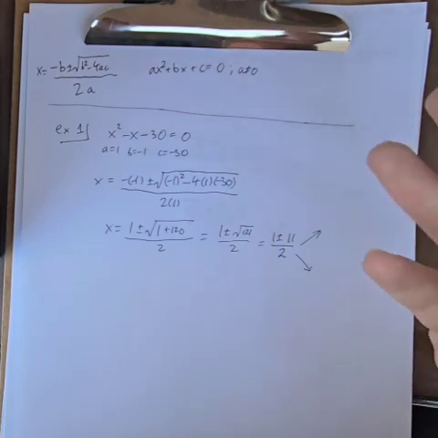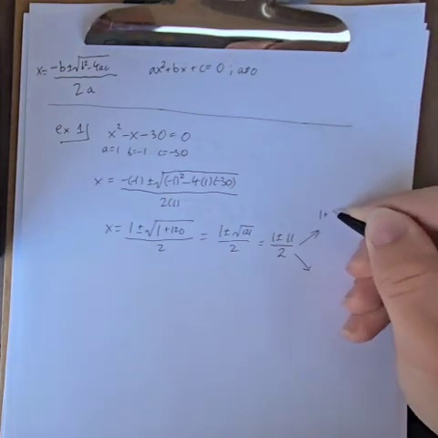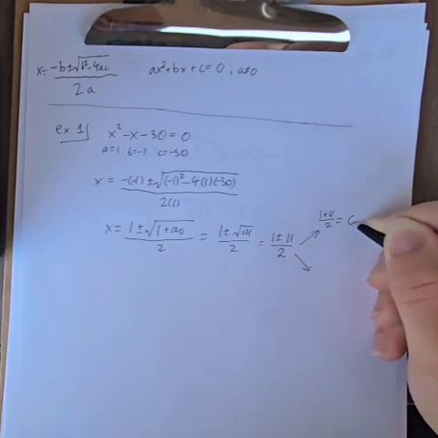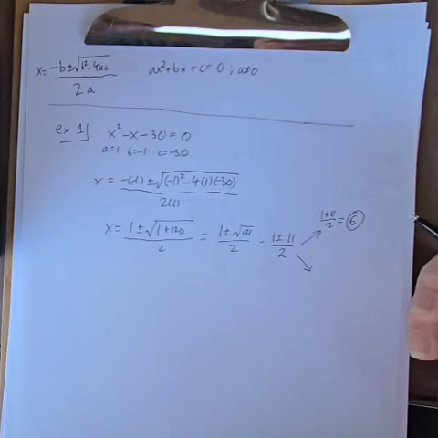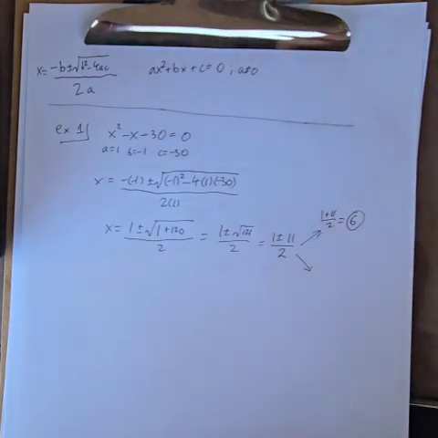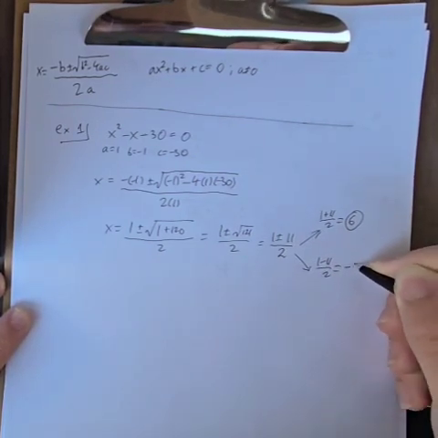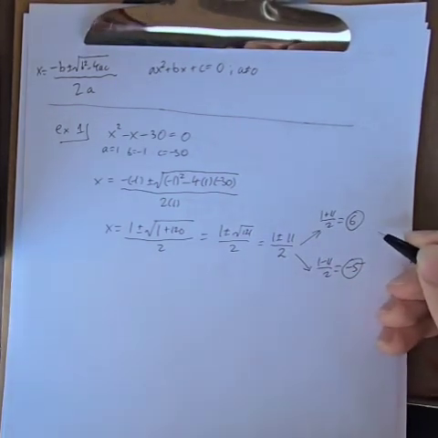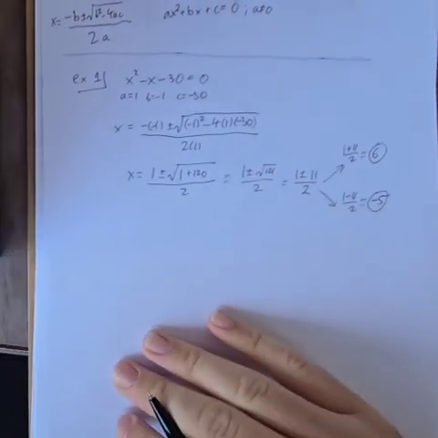So let's do 1 plus 11. 1 plus 11 is 12, and 12 over 2 is 6. So 1 plus 11 over 2 is just going to be 6. That's one of our solutions. Now 1 minus 11 over 2, well 1 minus 11 is just negative 10. So negative 10 over 2 is just going to get us negative 5. So 1 minus 11 over 2 equals negative 5. And these are the solutions, 6 and negative 5. We have 2 distinct solutions.